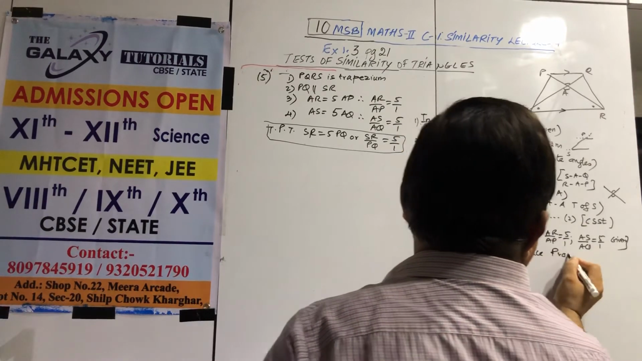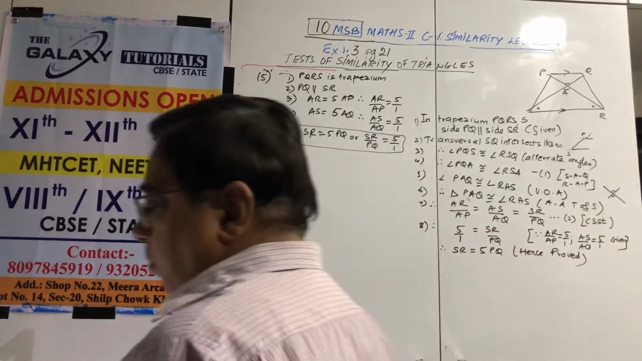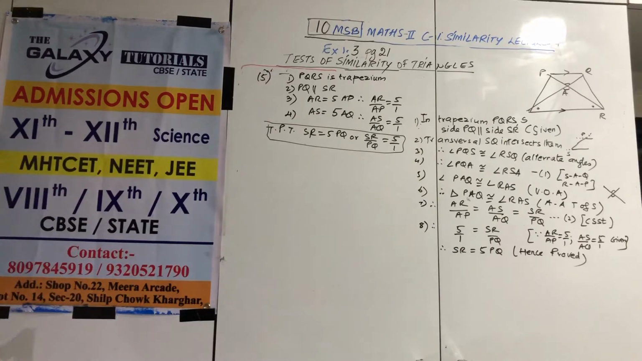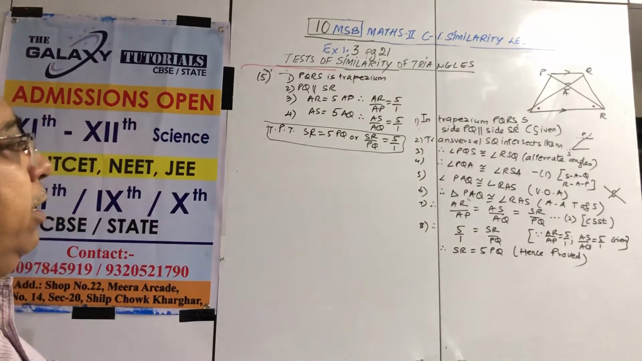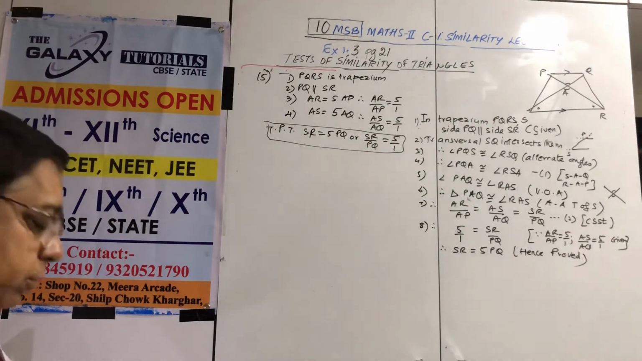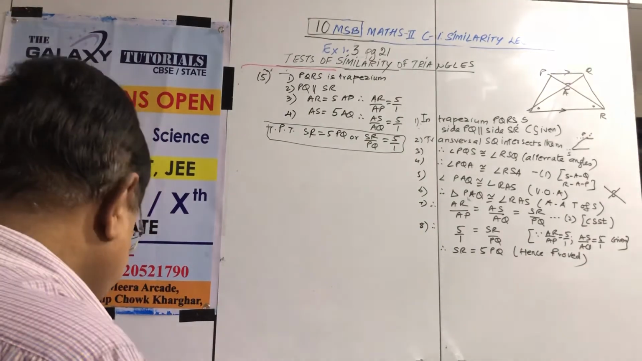This is how to do the sum, my friend. Very simple. Sum number 5. Okay, clear? We will go for sum number 6.